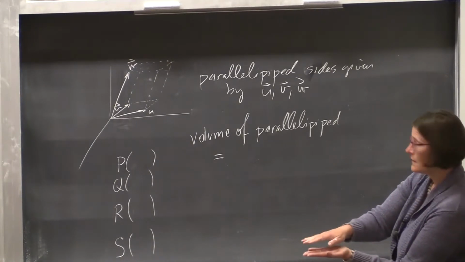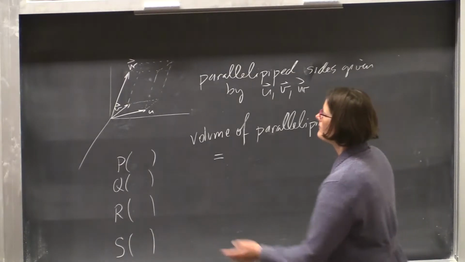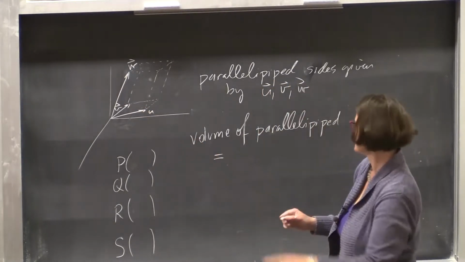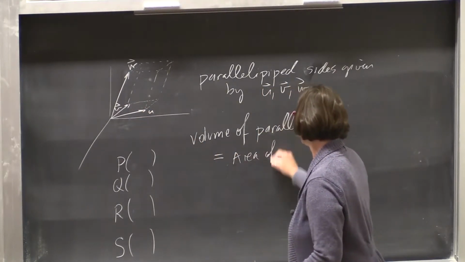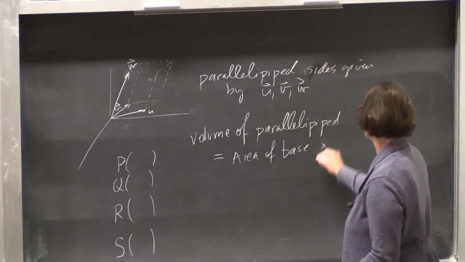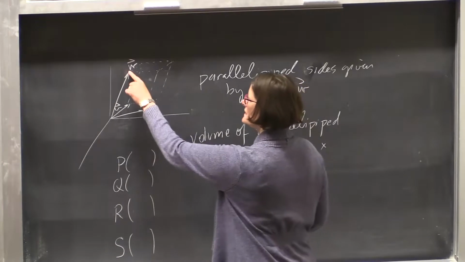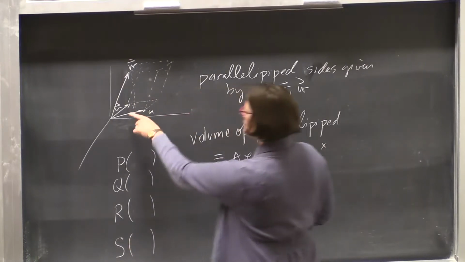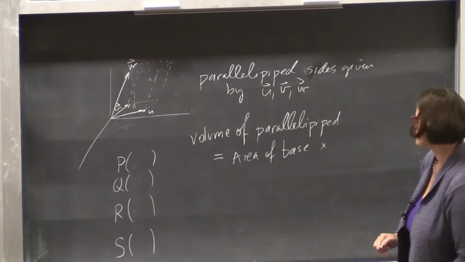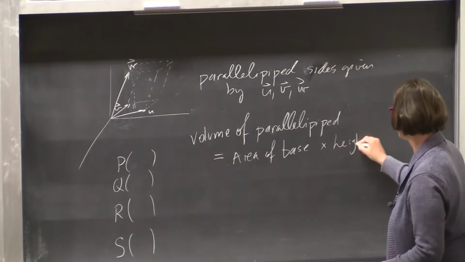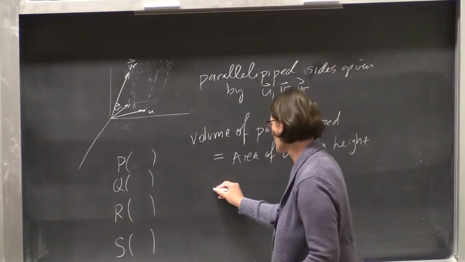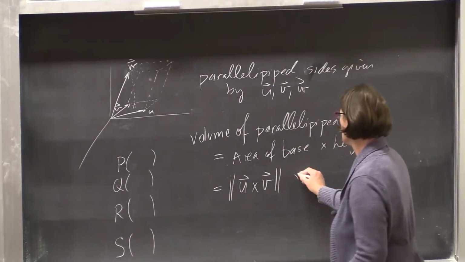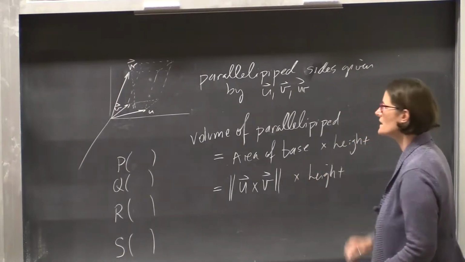You've got the height. So here, I've got the parallelogram on the base. I know how to compute its area, the area of the base, and I need this height. So I need to drop w down to that plane. So I have the area of the base times the height. The area of the base we know how to get. So that's just the length of u cross v. What we need is the height.